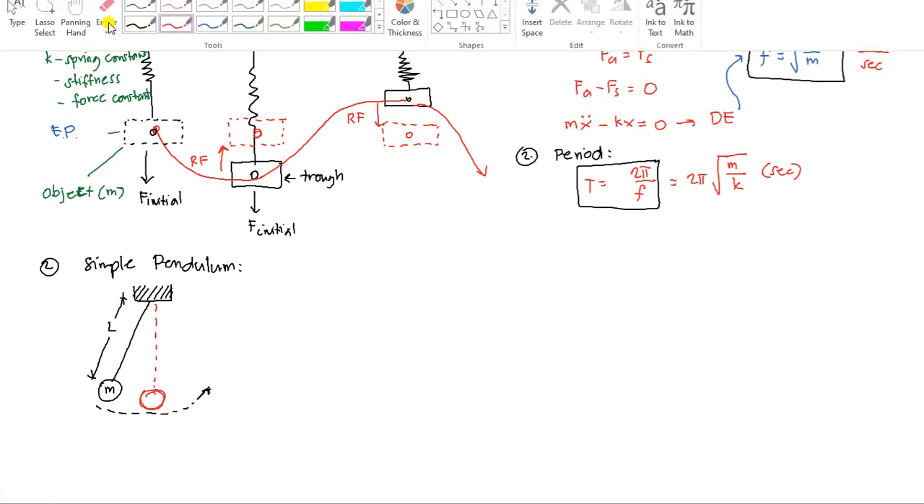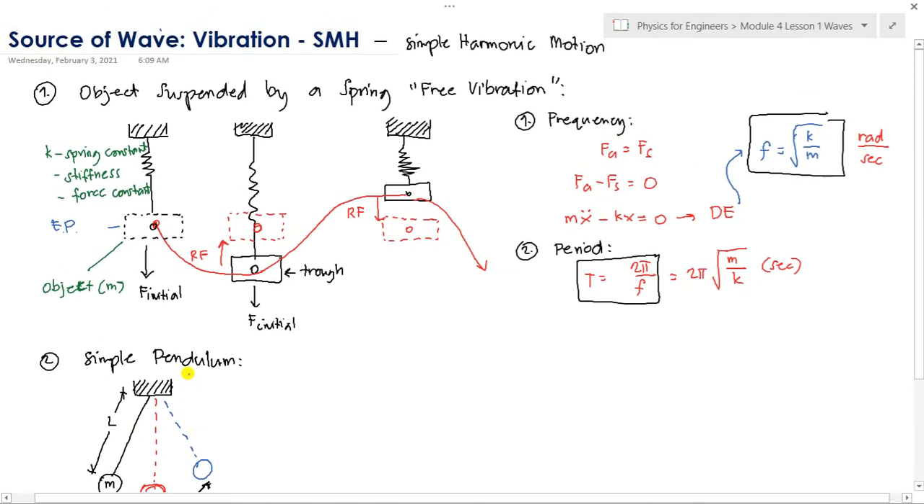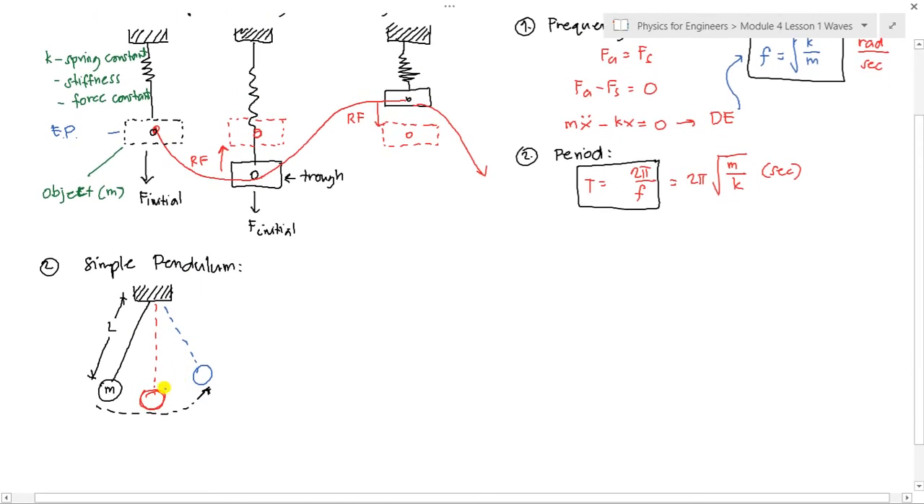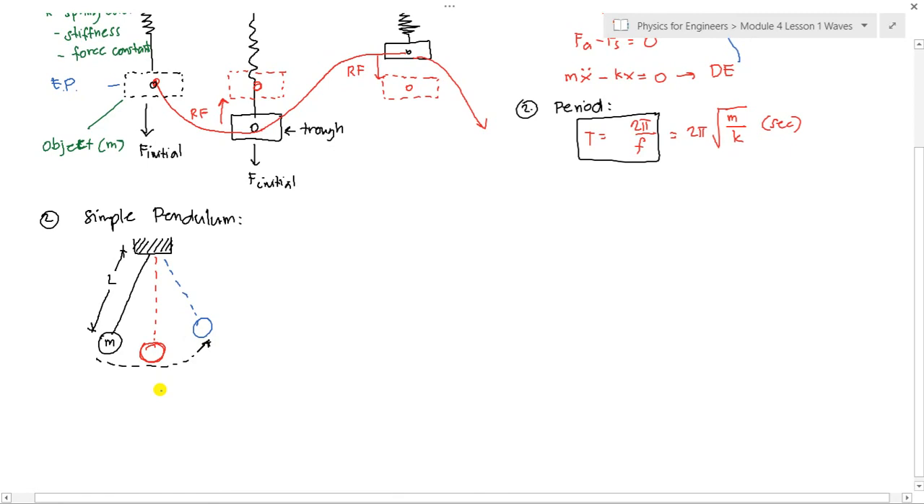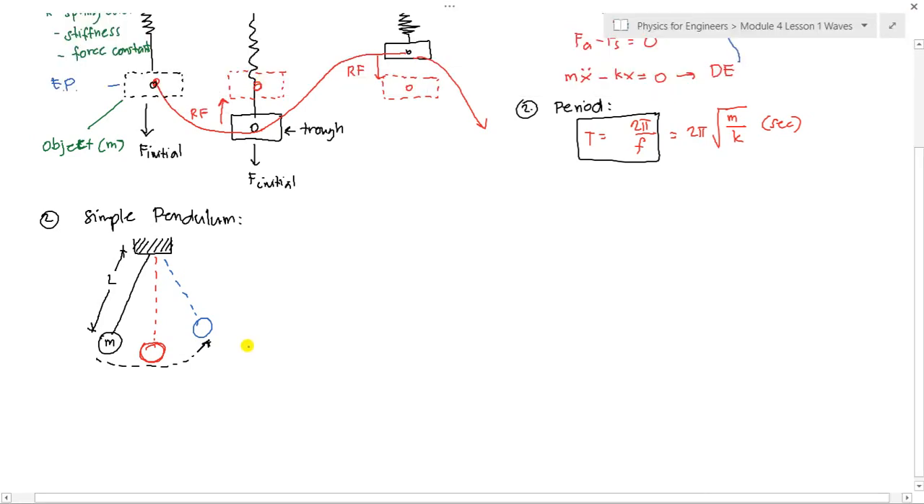And of course, it reaches a maximum point on either side. Now, since the basic definition of simple harmonic motion involves a restorative force, where is the restorative force in the simple pendulum? Since it is suspended, it is influenced by gravity. Therefore, the restoring force is the gravitational force, which always points toward the center, so it goes down and then up again.